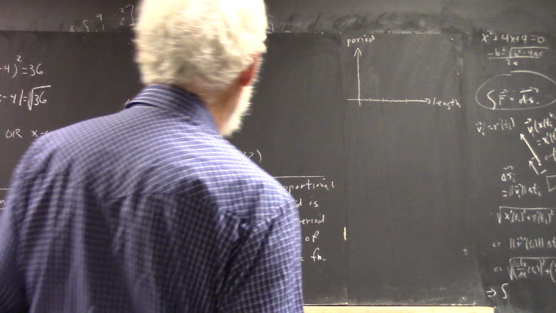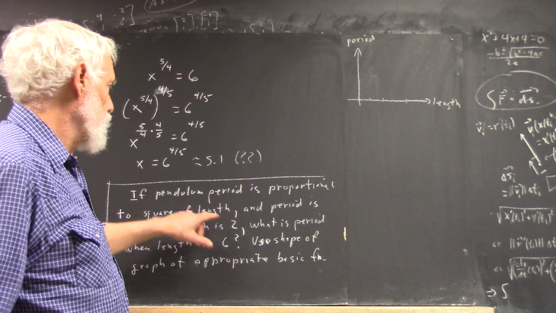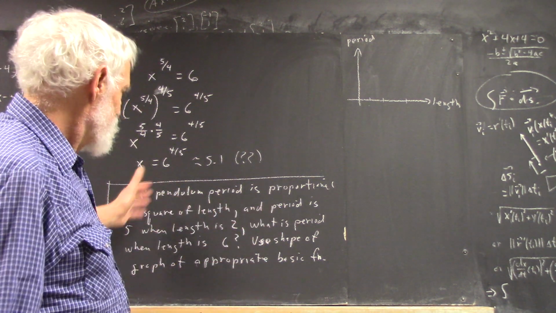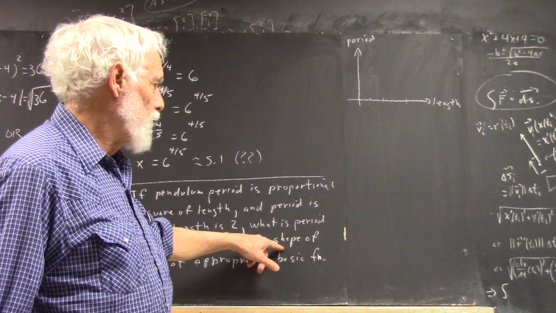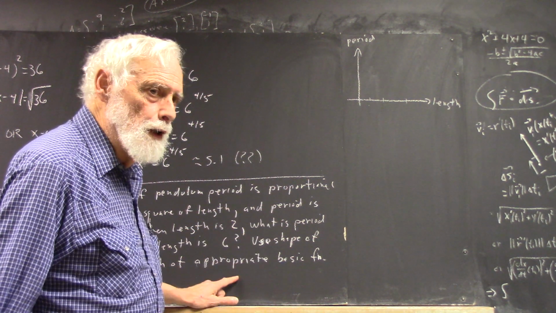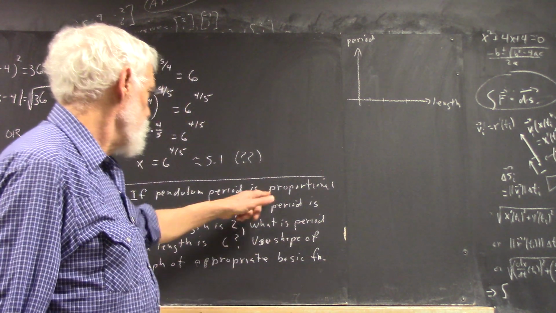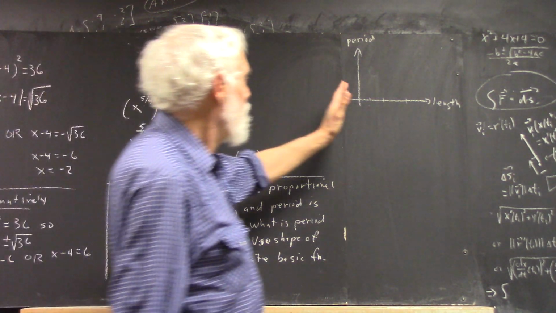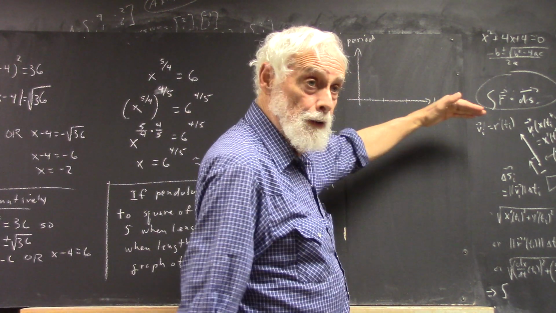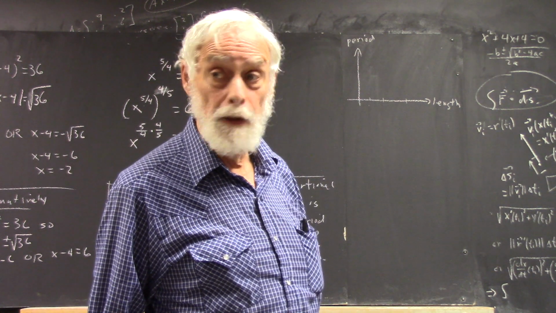Okay, so your pendulum period is proportional to the square of length. The period is 5 when the length is 2. What's the period when the length is 6? And we want to solve this using the shape of the graph of the appropriate basic function. Since it's proportional to the square of length, we're going to put period here, length here, and we know that the shape of this is going to be like the x squared function, right?